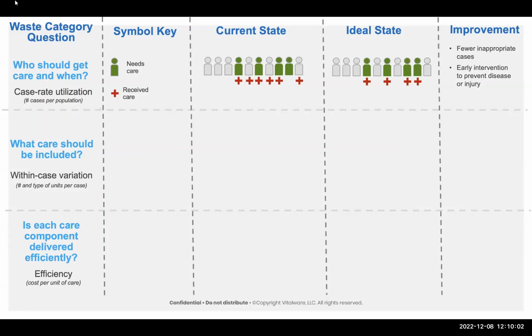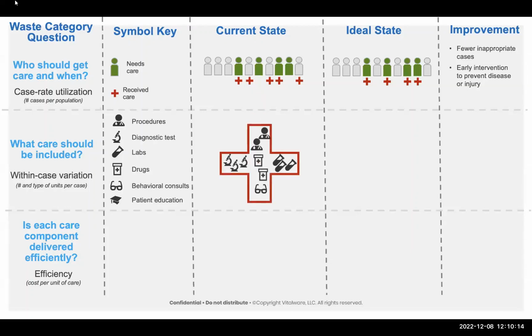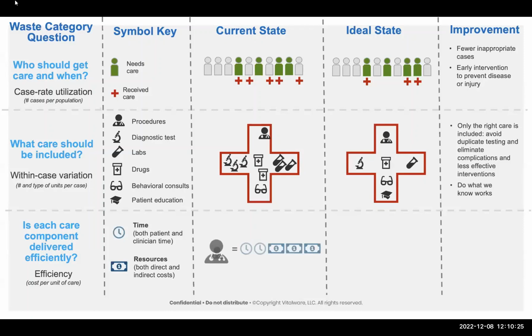What should be included in the care? Now we know the case rate utilization, but now we need the within case variation. So it's the same case, but it's varied. Why? We look at procedures, diagnostic tests, labs, drugs, behavior, and patient education. The current state is to throw everything at it. But then when we look at the ideal state, you're going to see less laboratories. And we start to see that from things like clinical laboratory ordering committees, less testing. So we're providing only the right care is included, avoiding duplicate testing, eliminate complications.